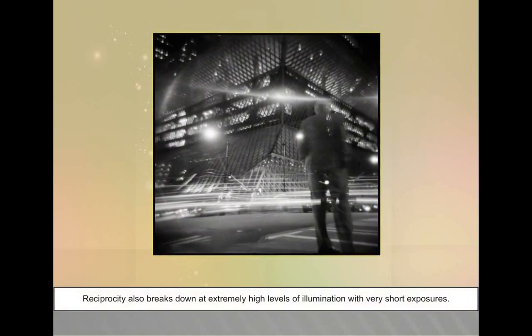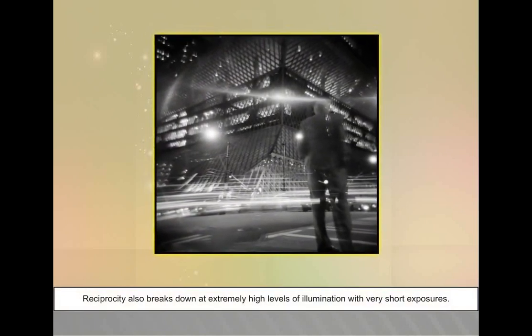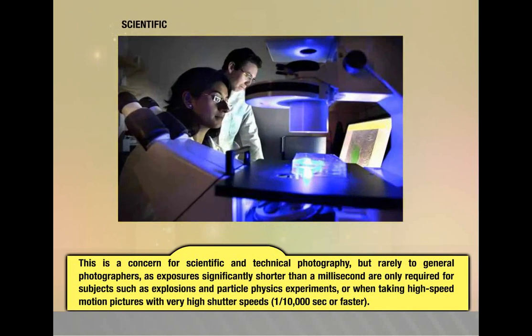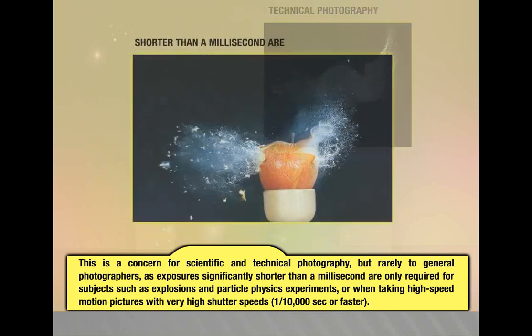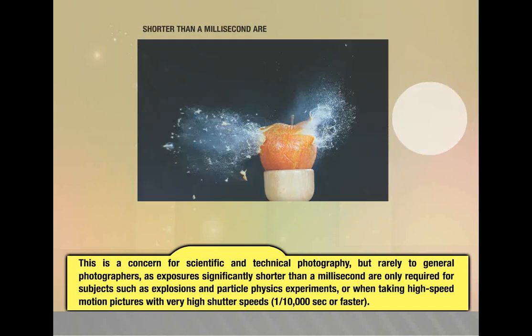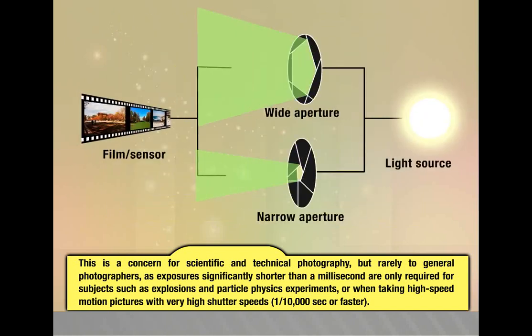The reciprocity also breaks down at extremely high levels of illumination with very short exposures. This is a concern for scientific and technical photography, but rarely to general photographers, as exposures significantly shorter than a millisecond are only required for subjects such as explosions and particle physics experiments, or when taking high-speed motion pictures with very high shutter speeds, 1/10,000 seconds or faster.